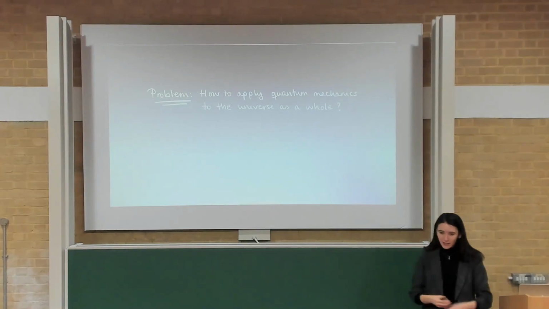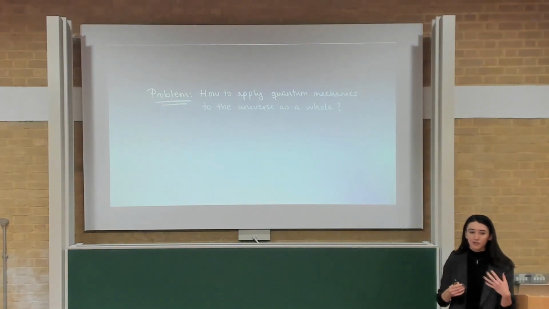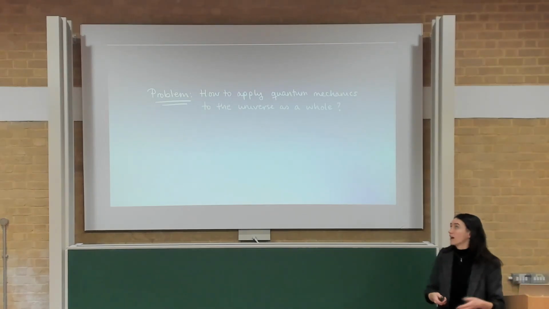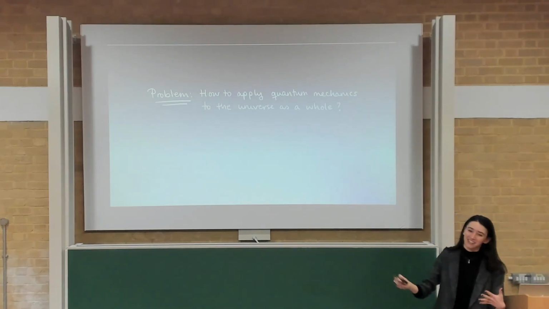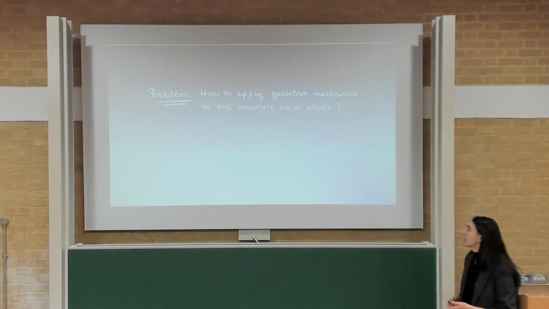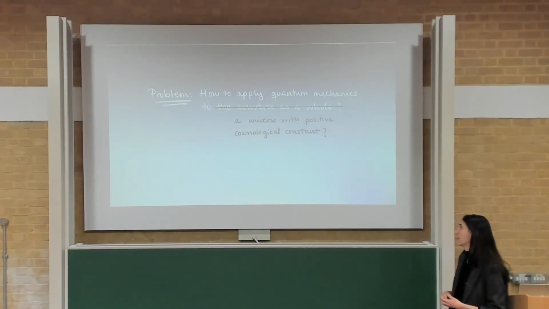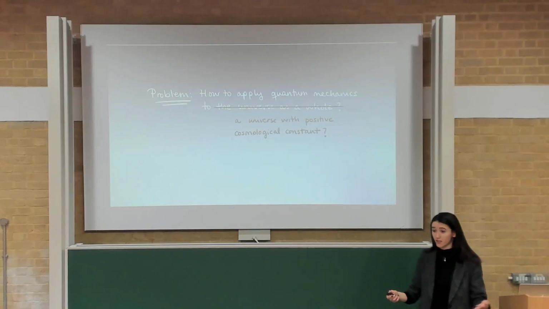A problem that I think a lot of us are interested in is how to apply quantum mechanics to our entire universe, including gravity. That is a big question that's hard to answer. So let's try to simplify it. We can ask how to apply quantum mechanics to a universe with a positive cosmological constant, like ours.